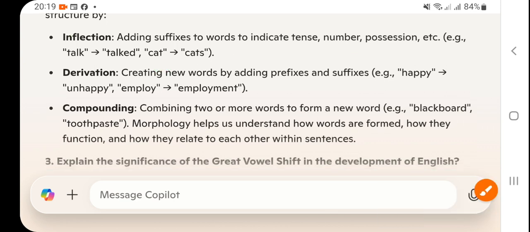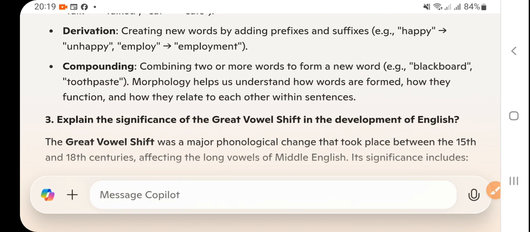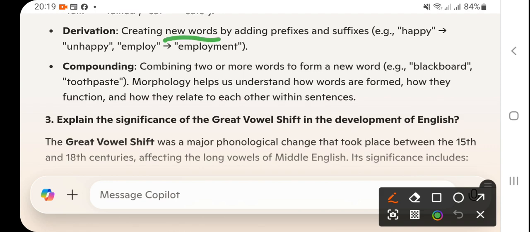Then moving to derivation: creating new words by adding prefixes or suffixes. New words means that the grammatical position will be changed, for example happy, unhappy, and employ, employment. That is an example of derivation.